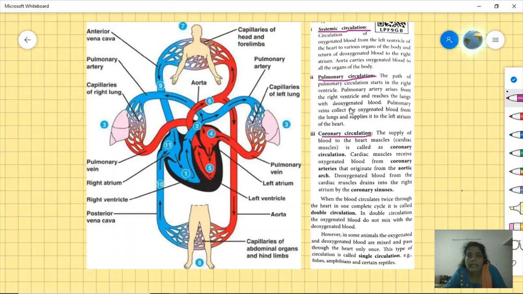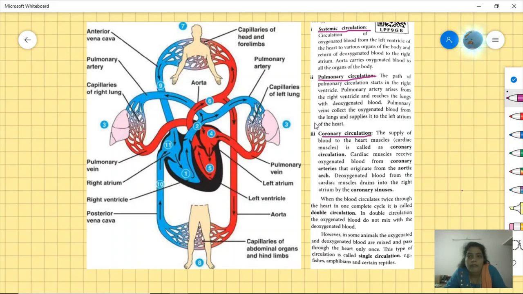Pulmonary artery arises from the right ventricle and reaches the lungs with the deoxygenated blood. Where is the pulmonary artery? This is the pulmonary artery. It arises from the right ventricle and carries deoxygenated blood to the lungs.